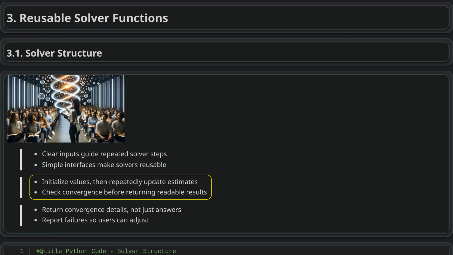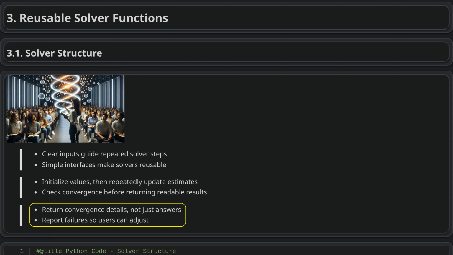A solver usually follows a simple iterative structure. Set an initial guess, repeat updates, check whether the result is close enough to the target, and then return the final answer. This same pattern applies across tasks like nonlinear equation solving or force balancing. Because the framework is consistent, solvers are easier to understand, adapt, and maintain.